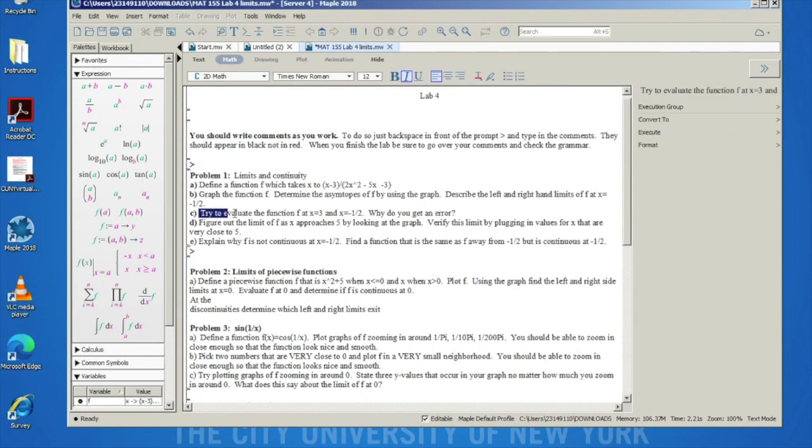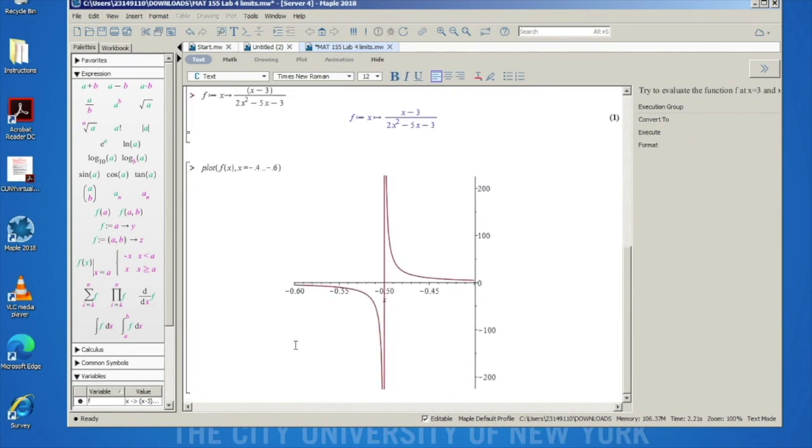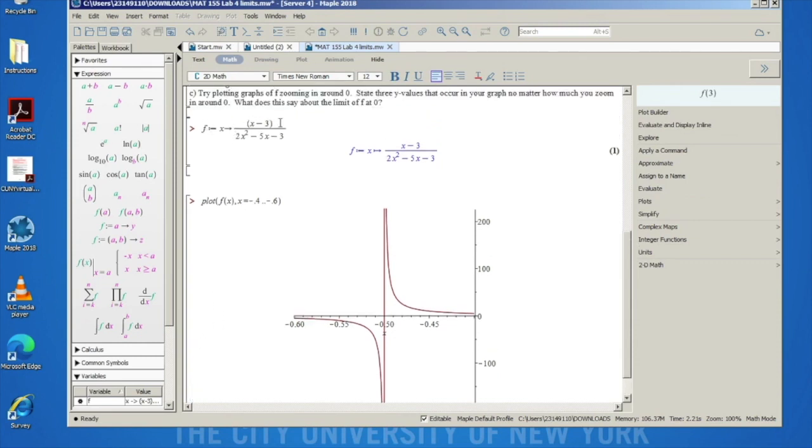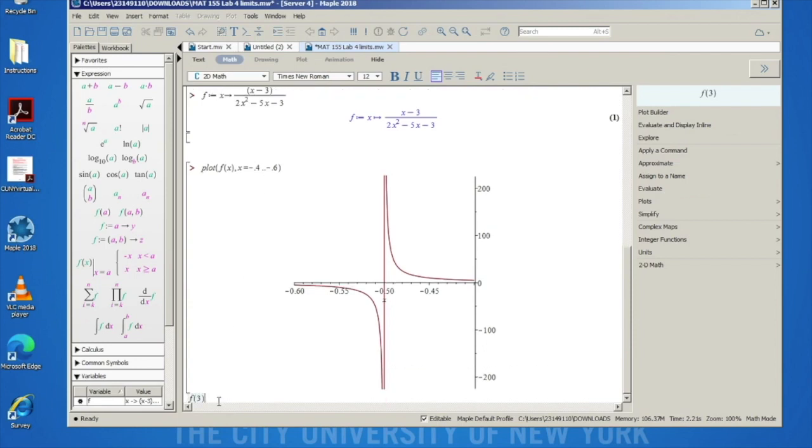Now for part C, let's try to evaluate the function at x equals 3 and then x equals negative 1/2. In the function that you get for your lab, you may not have an error, but I probably will have an error here. Because I already defined f up here, as you can see it has a 1 here, that means this is my first function. I don't need to define it again or write it again. From lab number 2, we know that if I just do f of 3, I should be able to get the value.